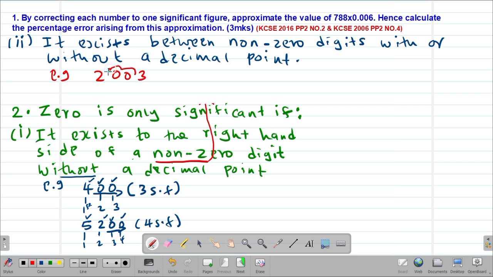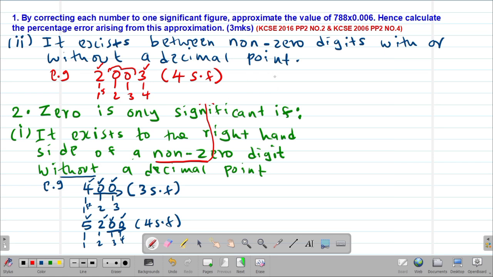The reason is because they are existing between non-zero digits. That is, 2 is a non-zero digit, 3 is also a non-zero digit. Therefore, this is our first significant figure. This is our second significant figure, third significant figure, then fourth significant figure. Therefore, the number 2003 is said to be correct to four significant figures. So the zeros are significant due to the fact that they are existing between non-zero digits.